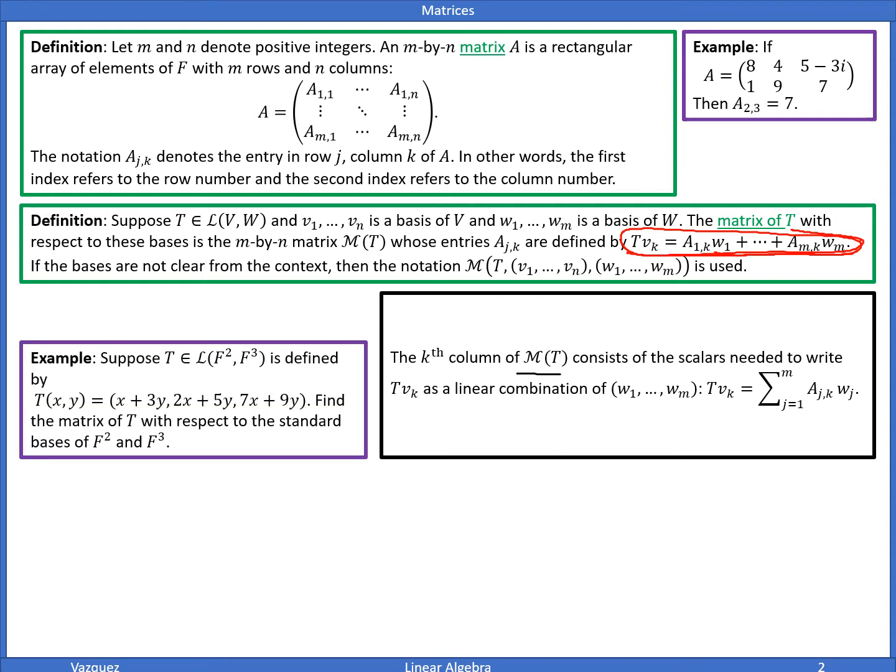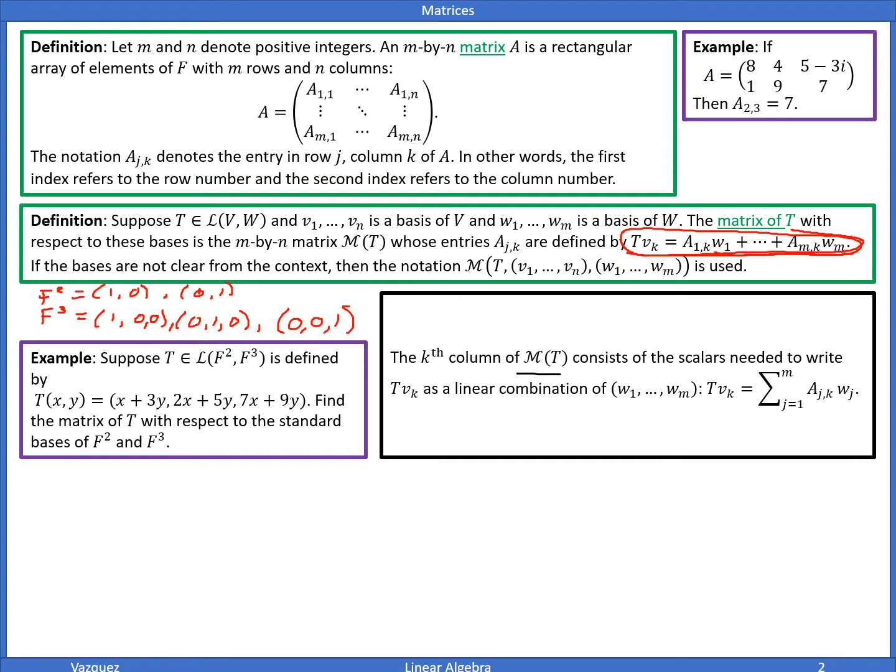Okay, so let's go over an example because examples help, right? So suppose T is a linear map from F2 to F3, and we define it by T of (x, y) equal to (x plus 3y, 2x plus 5y, 7x plus 9y). We need to find the matrix of T with respect to the standard bases of F2 and F3. So first of all, the standard basis of F2 is (1, 0), (0, 1). Same thing for F3, we have (1, 0, 0), (0, 1, 0), and (0, 0, 1).